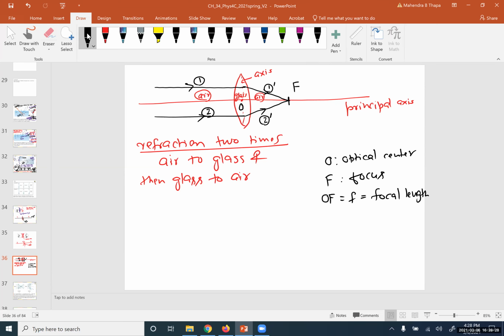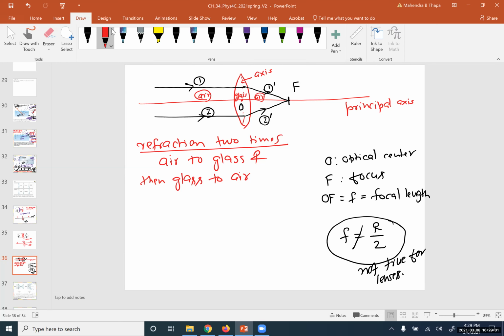I want to warn that this f is not equal to, for example, R/2 as in the case of a mirror. That is not true for a lens. Depending on the condition, if we take the exact value, it may not be true for a lens, but it is true for the mirror. We can also incident light from the other side.